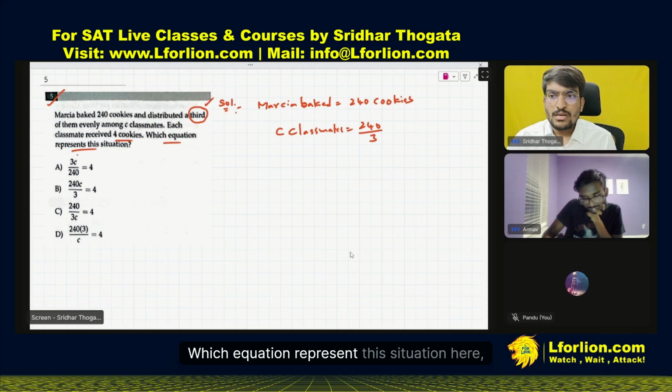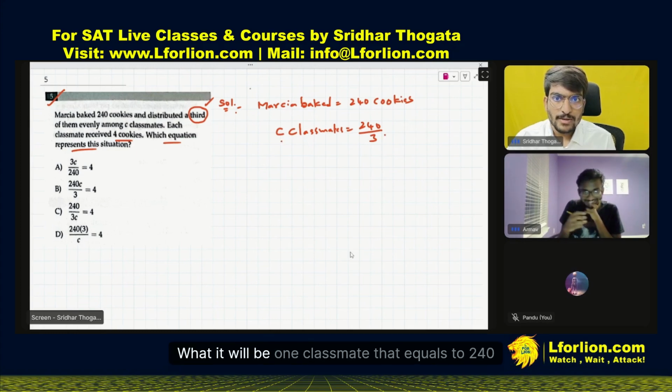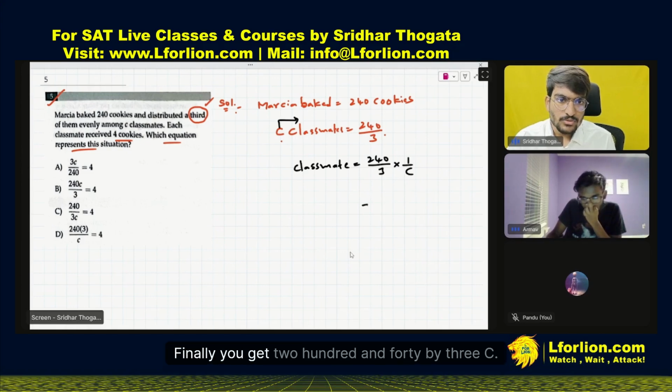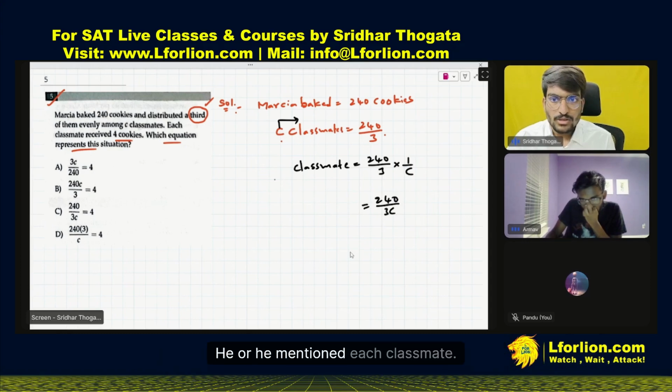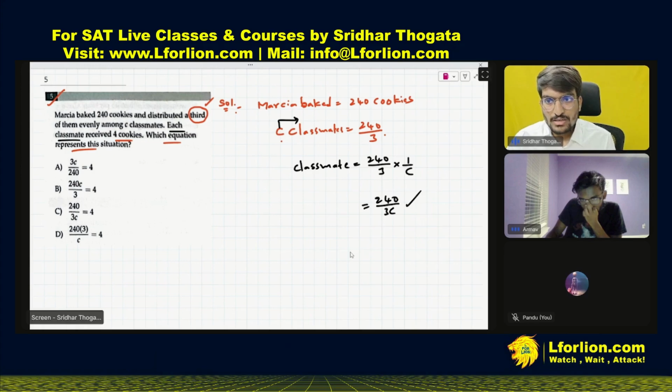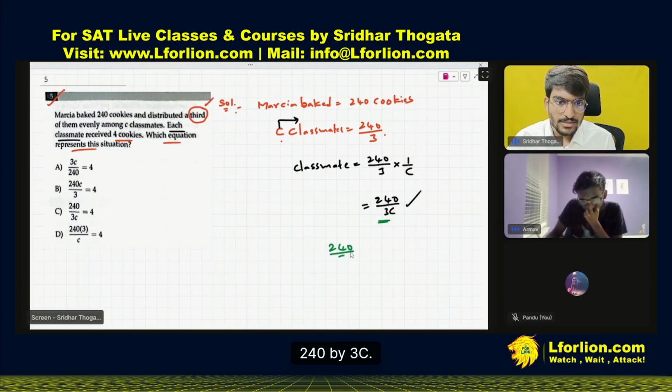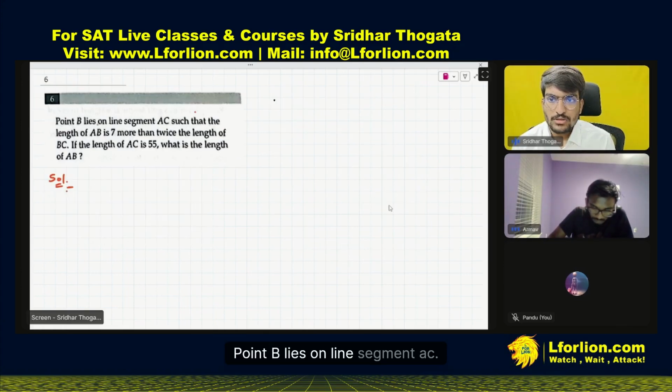Now, each classmate received 4 cookies. Which equation represents this situation? Here, C classmates, 240 by 3. Then for only one classmate, what will it be? One classmate equals 240 by 3C. If you transpose this, it will become 1 by C. Finally you get 240 by 3C. Here he mentioned each classmate. Received 4 cookies, which means each classmate, one classmate, is 240 by 3C, that equals 4 cookies. So which option is right? Option C.